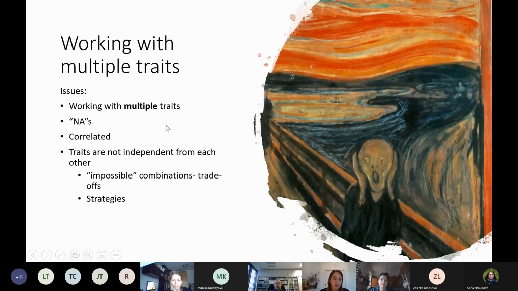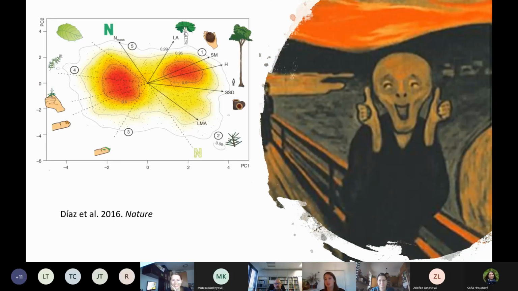The other thing is that the traits are also correlated. They are not independent from each other. The traits usually represent some strategies, so there are impossible combinations. That means there are trade-offs or choices in strategy that the plant has to make. But exactly because of this reason, this is also a solution to my problem.